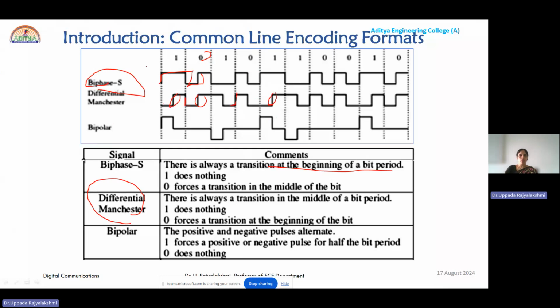Next one is bipolar. In the bipolar, the positive and negative pulses will alternate. Here you can see 1 forces a positive or negative pulse for half of the bit period. For 0, there is no transition, and the positive pulses and negative pulses will alternate. But for 1, there is a positive or negative pulse for half of the bit period. And for 0, there is nothing. And these positive and negative pulses will alternate throughout the system.